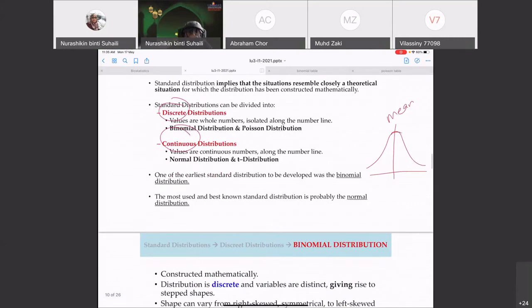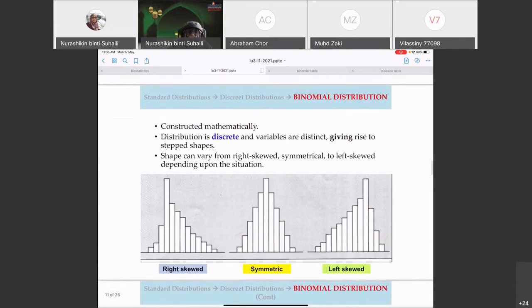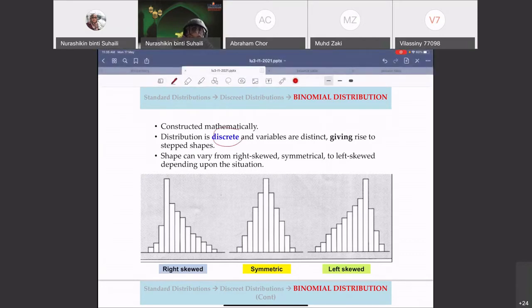Okay, let's have a look at discrete distribution first. We refer to binomial first. Binomial distribution is constructed mathematically, which means that it's based on a standard, basically. That's why it's under standard distribution. The distribution is discrete, variables are distinct, giving rise to stepped shapes. Remember, discrete means whole number. So it means that there are no decimal points.